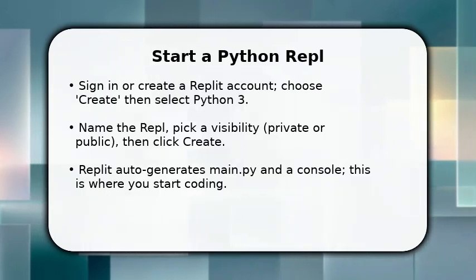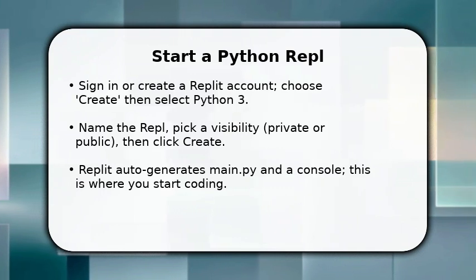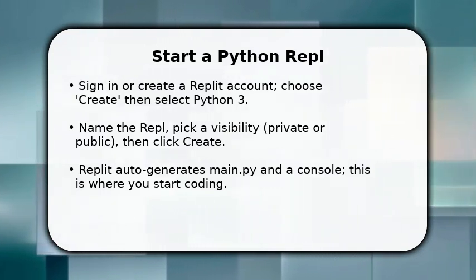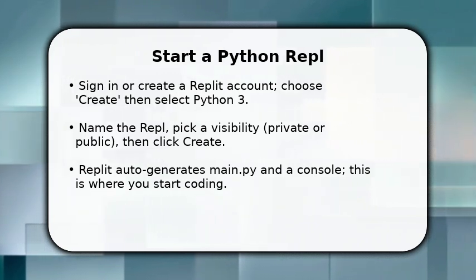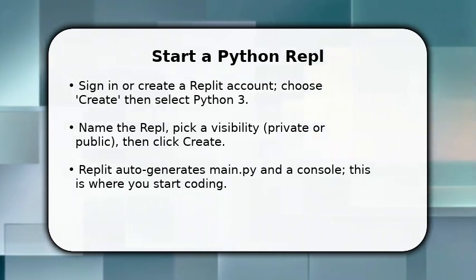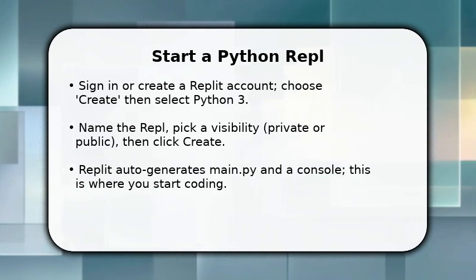You already have what matters, a browser and a Replit account. First, click Create and select Python 3 so the environment matches standard CPython. Name the project clearly, choose private or public depending on sharing needs, and hit Create.